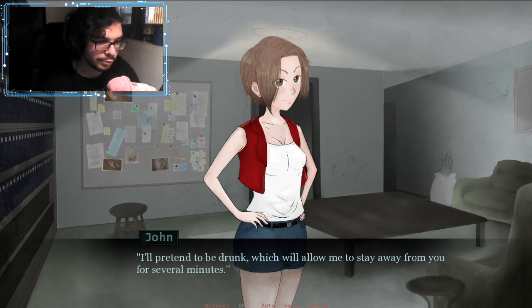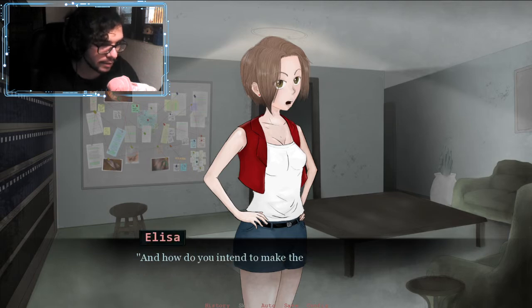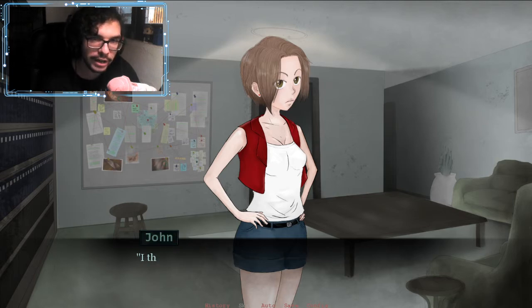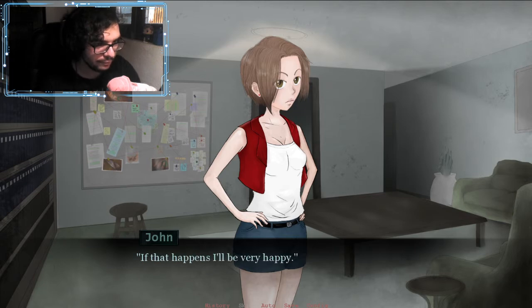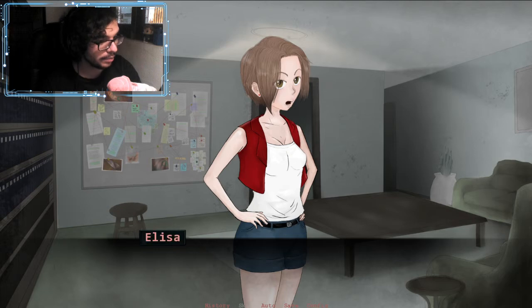I'll pretend to be drunk, which will allow me to stay away from you for several minutes. And how do you intend to hide? I'll be thrown on the sidewalk across the street. It's so stupid and genius at the same time. I think better in field situations. What if the killer recognizes you? Isn't there a risk of him attacking you? If that happens, I'll be very happy. After all, to him, I'll be drunk. I'll catch him by surprise.